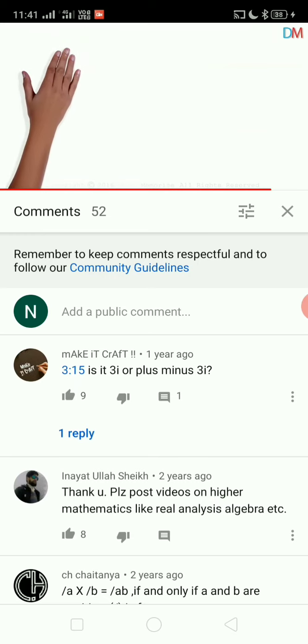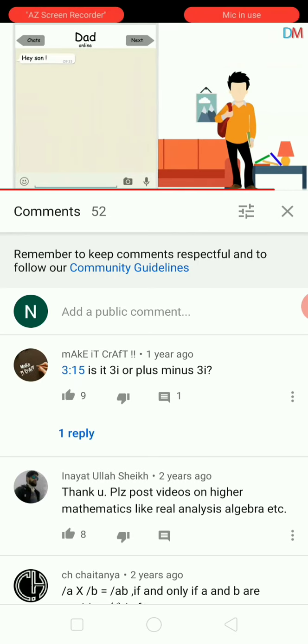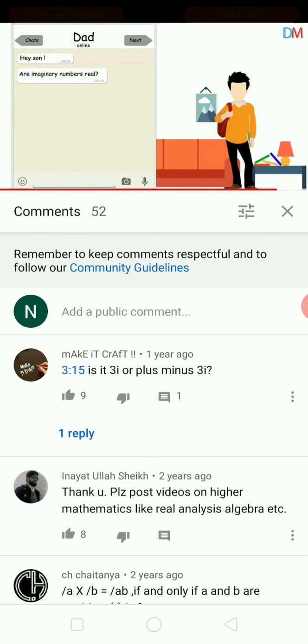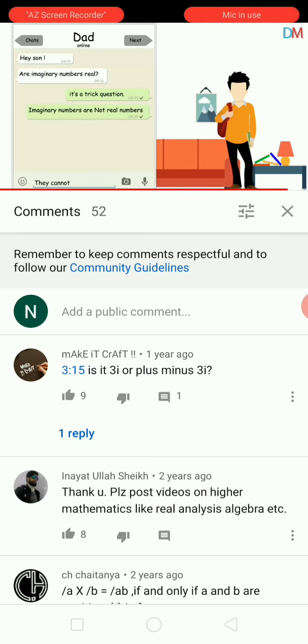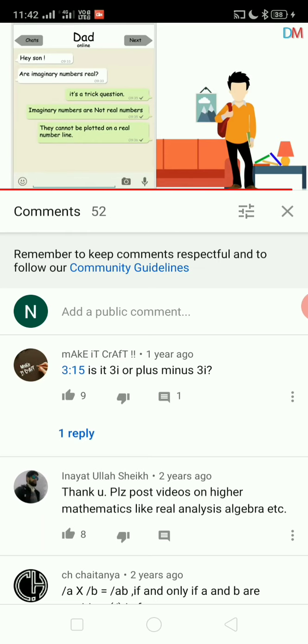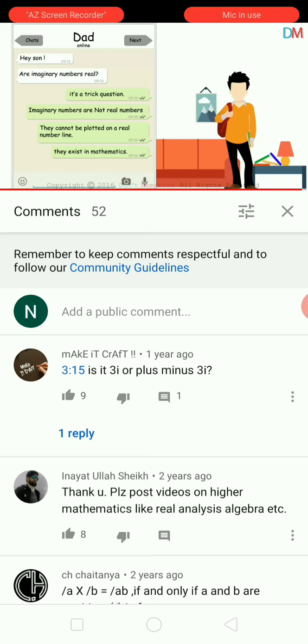So if tomorrow morning your dad asks you, are imaginary numbers real? How would you answer that question? Well, it's a tricky question. You should tell him that imaginary numbers are not real numbers. They cannot be plotted on a real number line. But they are real in the sense that they exist in mathematics and are used widely in various applications. What kind of applications? We'll see that next.